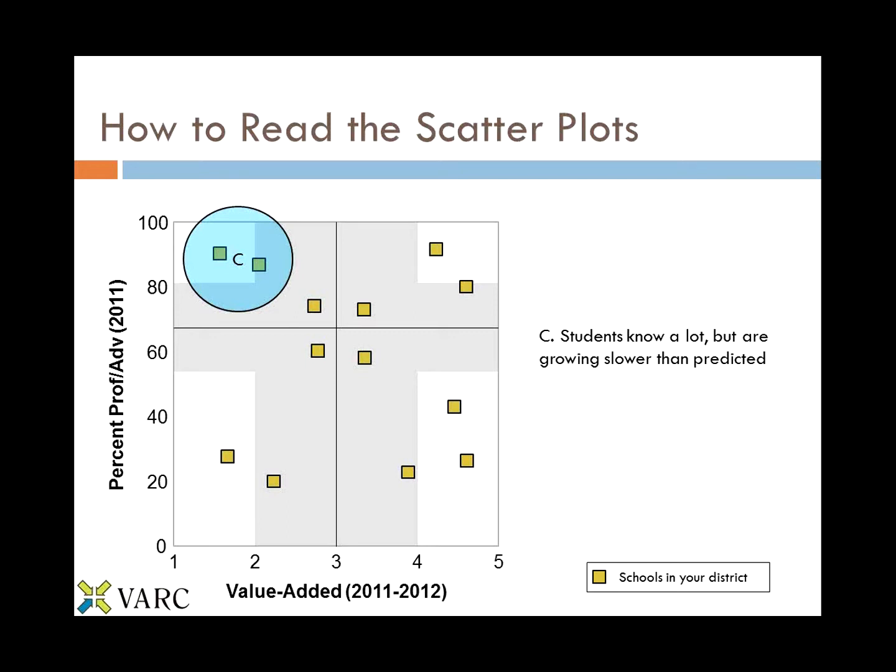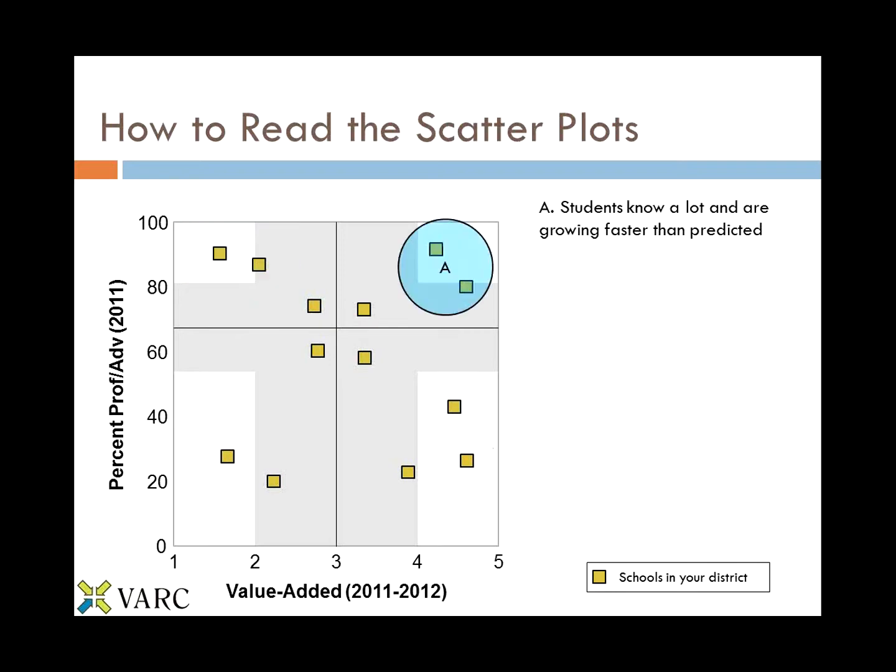Now, if somebody came up to you and said, my kids are all proficient, or almost all proficient, how could it be possible that I could grow them any more? Where would you point on this graph to show them that it is possible? What if we went to group A? Those are schools that had similar proficiency levels, but they're growing their kids a lot more. So this is the proof of concept here. It's possible to make this kind of growth even if I have high achieving kids.